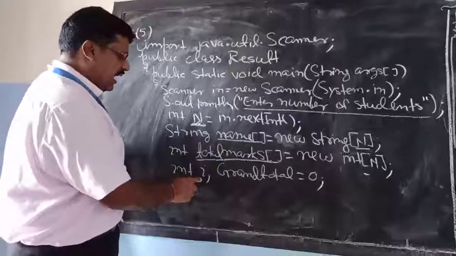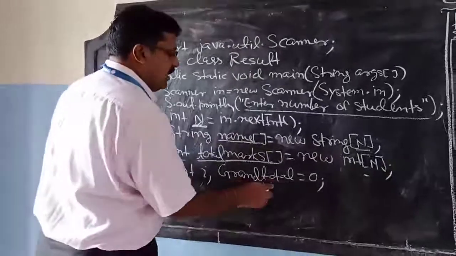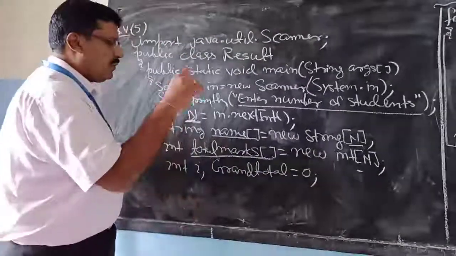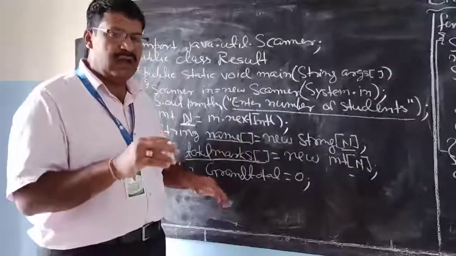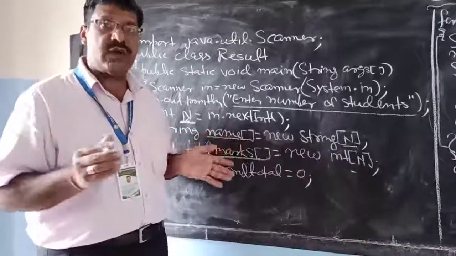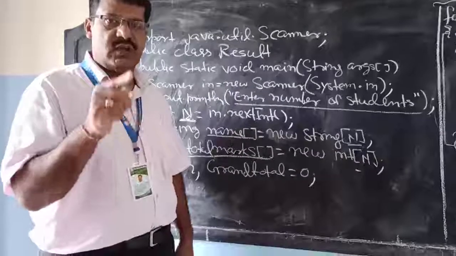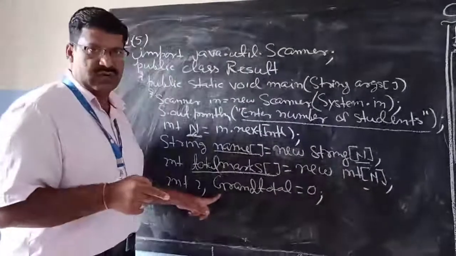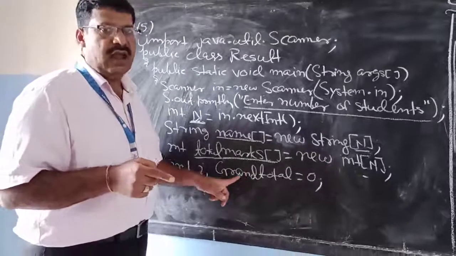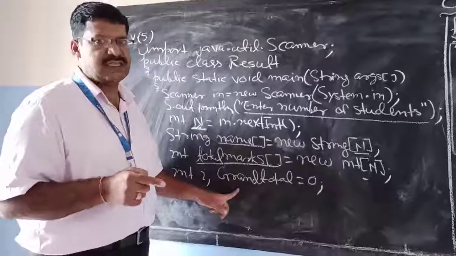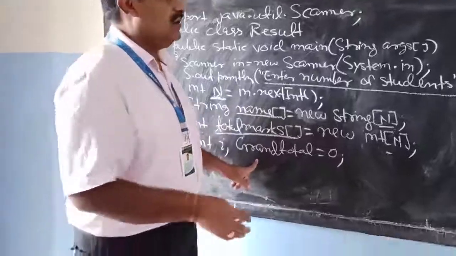Alright. int i, the index variable, and grand total equals 0. Grand total means, to calculate the average of n numbers, you have to get the grand total of all the students. All the students' total marks will be added in the grand total, and then you will divide the grand total by n, and that will be the class average. Okay, now see this part.